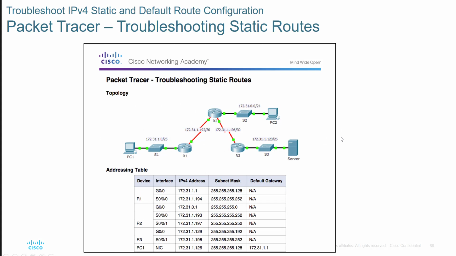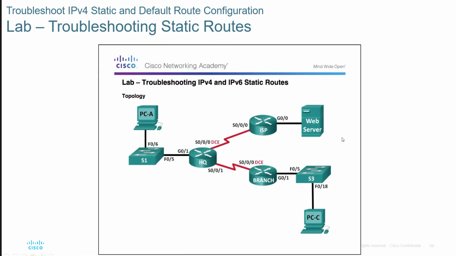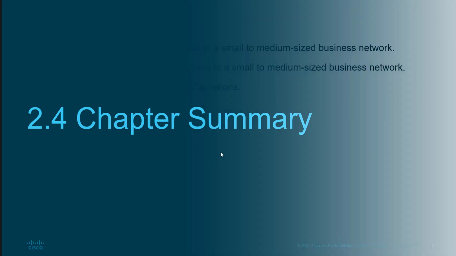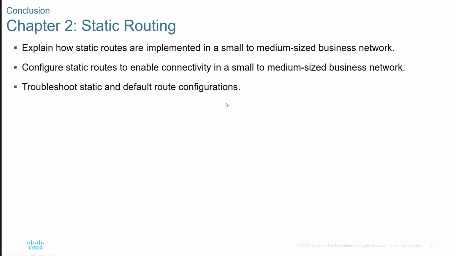Here are some troubleshooting labs that are included within the curriculum. Here's a live lab you can do. If you have real equipment, you can run this in your real lab and see what happens in real time on real devices. And 2.4 chapter summary: explain routes and routing from the aspect of static routing for both IPv4 and IPv6, configure, and troubleshoot. I went through this pretty quickly, but this is just a quick overview. I know this is a complex chapter, so please read up on it.